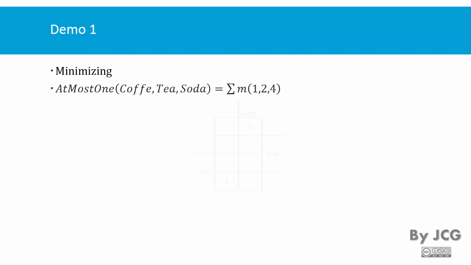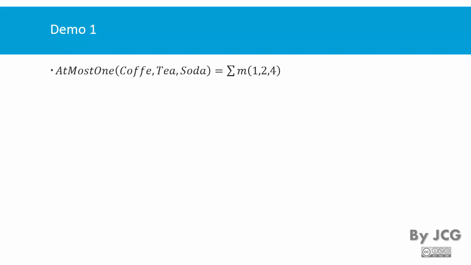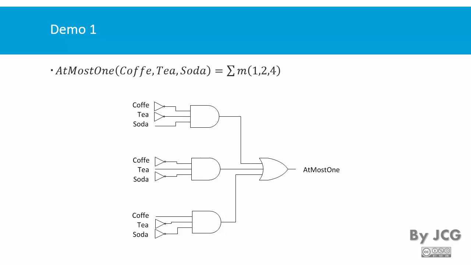Using what we have learned, we will try to minimize this function by putting it in a truth table, and we have that come up. If we try to group this, the only way we can group this is if we group them individually. So in this case, there is no possible minimization. So what is the circuit that performs this? And we can try some combinations to see if the system works.